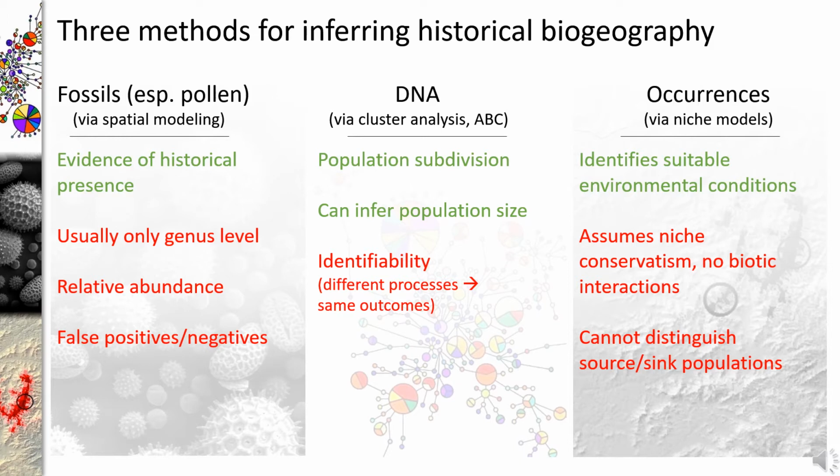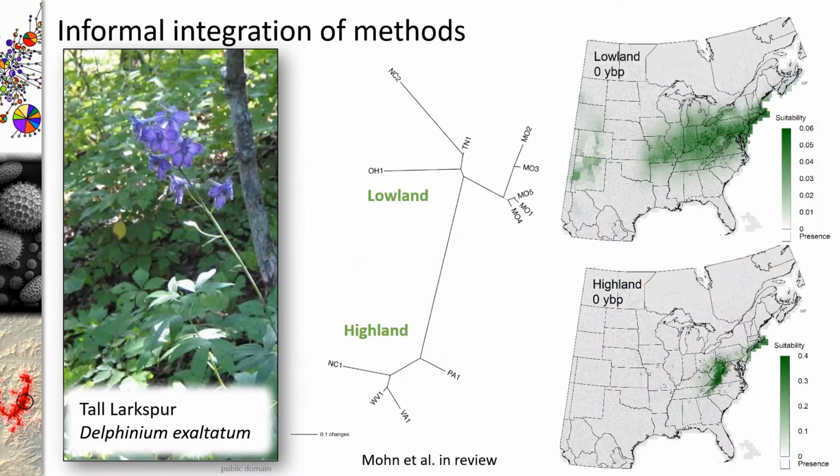Finally, biogeographers also use modern-day occurrences to train species distribution models, or niche models, to understand the location of suitable habitat both in the present and the past. While powerful, these kinds of tools rely on many different assumptions. So as you can see, each data type has different strengths and different weaknesses. Having recognized the various strengths and weaknesses of these methods, ecologists often combine them to infer things that they couldn't if they were to rely on one method alone.